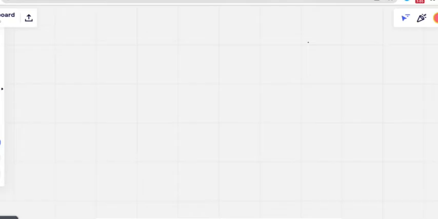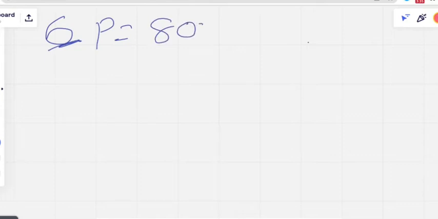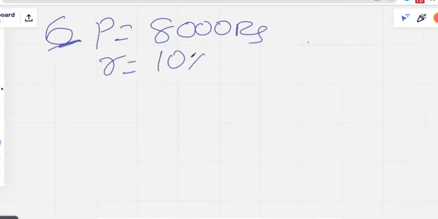So let's dive into models. As I said previously, we have six or seven models in simple interest. If you learn these six models, you will be able to solve any kind of problem from simple interest. So let's understand how this simple interest formula will be useful in our calculations. Say the given sum of amount is 8,000 rupees, the rate of interest is 10% per annum, and T is 3 years.